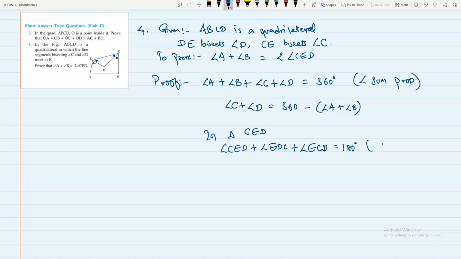What is the reason? Angle sum property of a triangle. Yes. Now angle CED is what we are interested in, so we will leave it as it is.